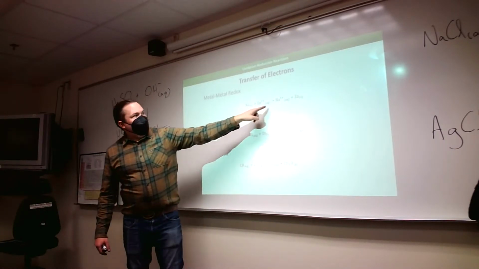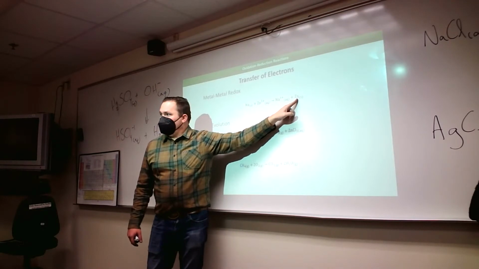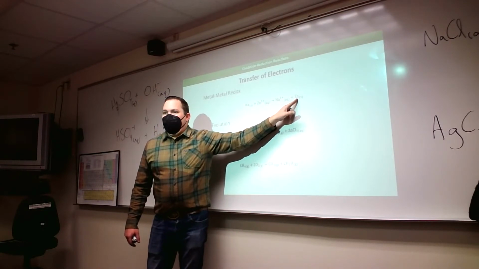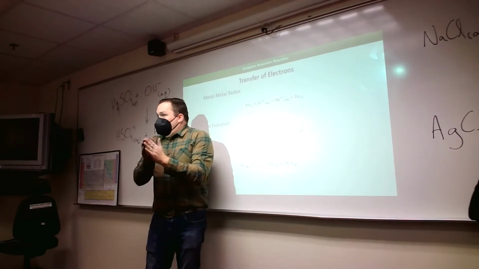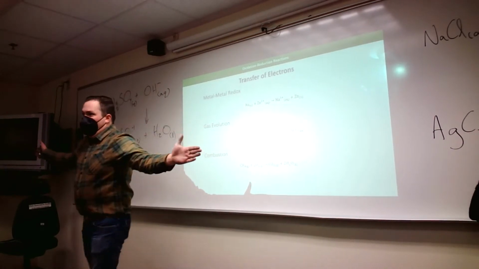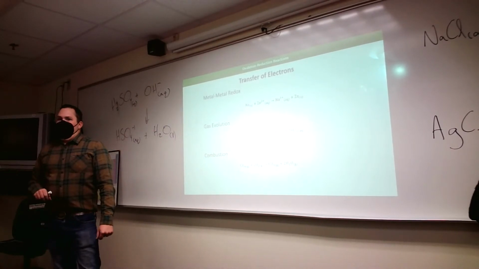Zinc started as a +2, and now it's 0. The charge on the zinc, on the individual atom, changed. Therefore, it's a redox reaction. That's our very clear defining line between these two classes of reactions. Do electrons change hands or not?